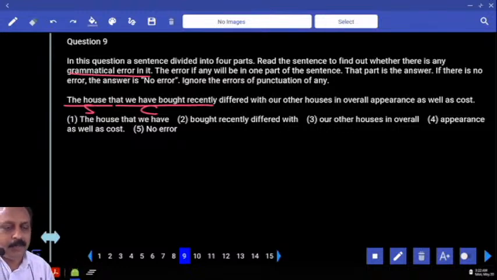Those who have the paper, underline the house, write subject. Underline that we have bought recently. Tell me, is it a phrase or a clause? Clause. How can you say it is a clause? What are you supposed to look for? There should be a verb. What is the verb here? Have bought. And which tense is it? Present perfect tense. Anything wrong with this? No. Differ, underline the word differ. Differ takes a preposition with or from. So where is the error? Differ with is not correct, change it to differ from.